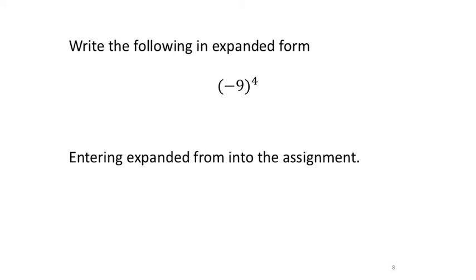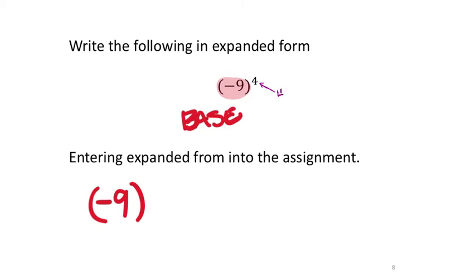So, write the following in expanded form. On this one, I can see that my base here is negative 9. But it's not just negative 9, right? It's a negative 9 that's also in parentheses. So I'm going to have a bunch of negative 9s, but how many of them? I'm going to have 4 of them, okay? Because the exponent here is 4, right? So I need 4 of those. Let's go and put down 4 of those.